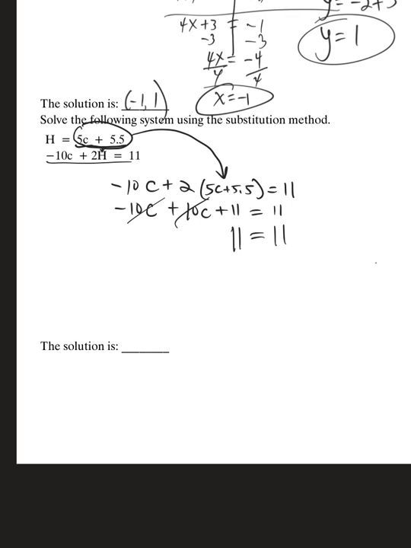This is really weird, right? I don't have c is equal to something. I don't have h is equal to something. I have a true statement. 11 does equal 11, but it's also a kind of bizarre statement. We didn't solve for anything. We just came to the conclusion that 11 is equal to 11.